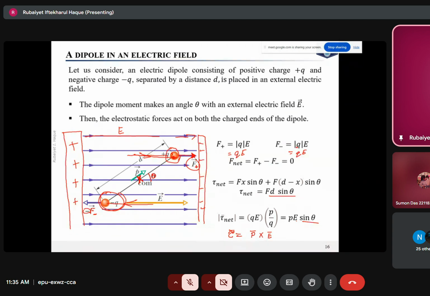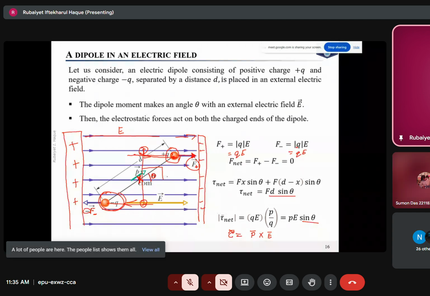Now if you notice the sine theta, when is the value of the sine maximum, and when is it minimum? If you remember, when your dipole is properly aligned, that means when theta is zero, sine 0 degree is zero. That means your torque will be zero. When the initial position of the dipole is 90 degrees, perpendicular to the electric field, it will experience the maximum torque, because it has to turn 90 degrees to align. So sine 90 degrees equals 1.